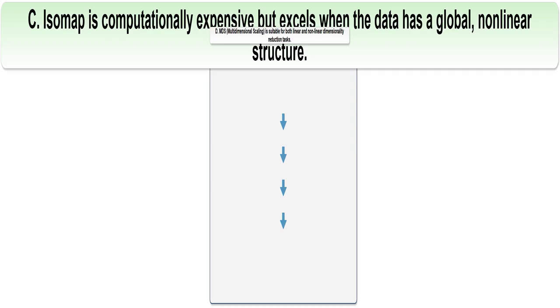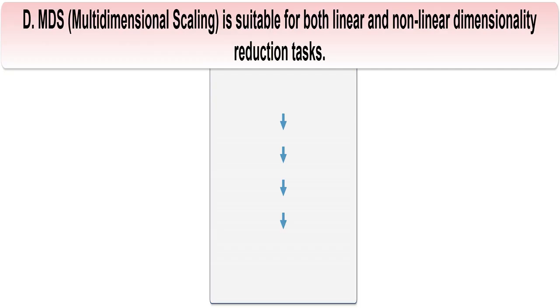Isomap, isometric mapping, is computationally intensive, meaning it can be slow. However, it's fantastic for visualizing data with complex, nonlinear relationships across the entire dataset, a global nonlinear structure. Multidimensional scaling, MDS, is a dimensionality reduction technique. Classical MDS, however, primarily handles linear relationships, not nonlinear ones. There are other, more advanced forms of MDS that can handle nonlinearity, but the basic form isn't ideal for this.